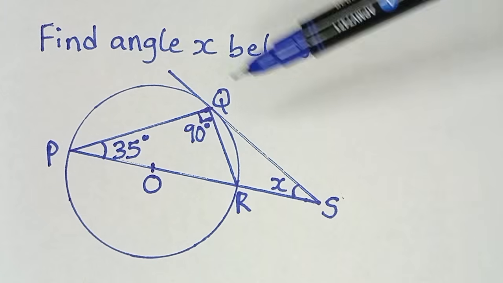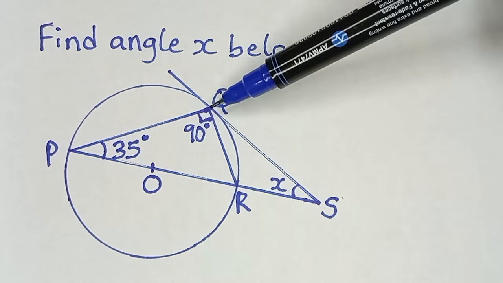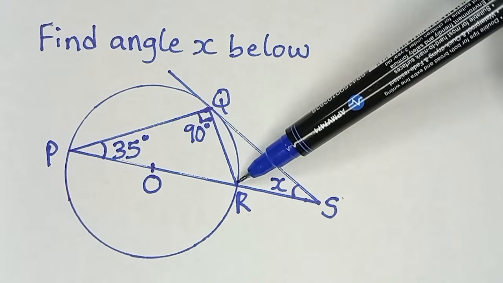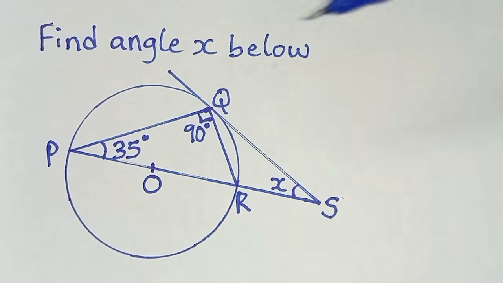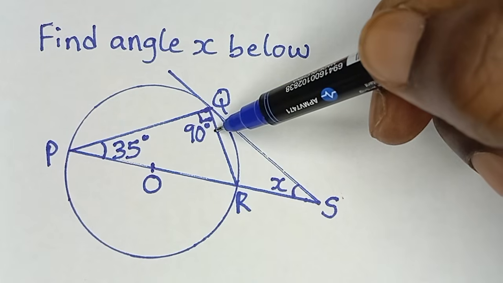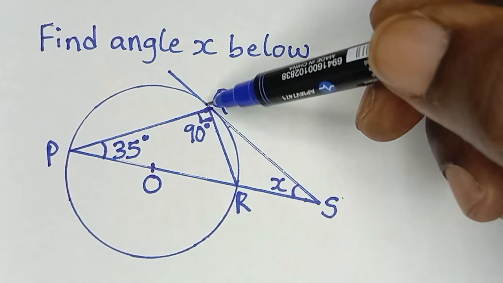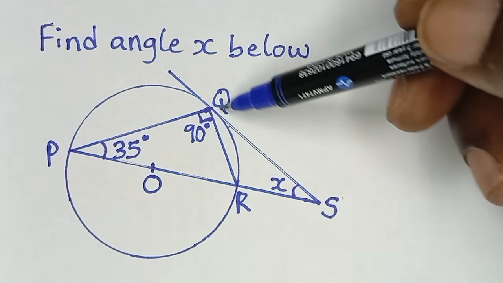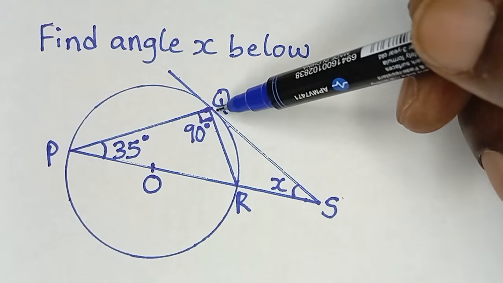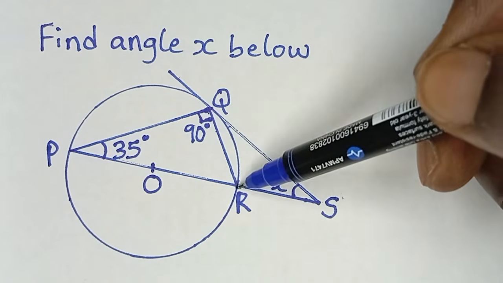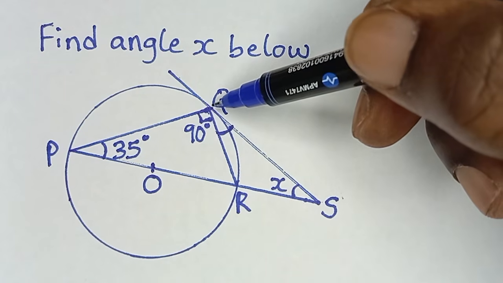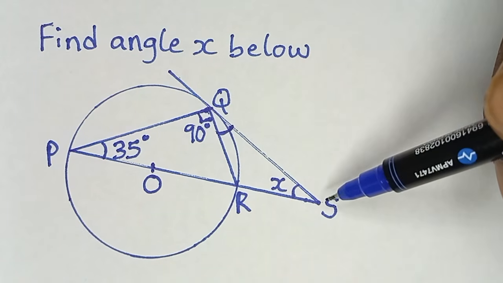Then now let's establish for a chord. If you look at this chord QR, it is making this angle with the tangent. This is a tangent, QS. An external line that touches a circle is a tangent. So this chord QR is making this angle with the tangent QS.